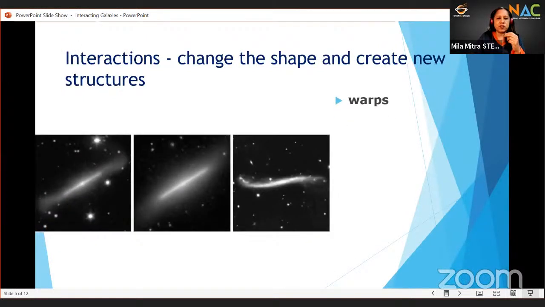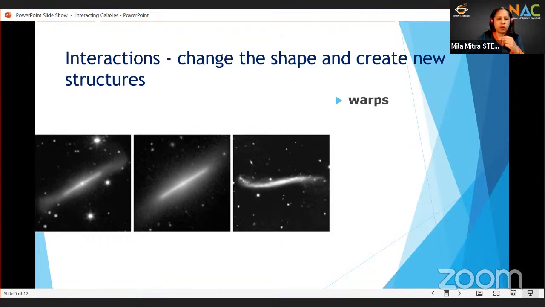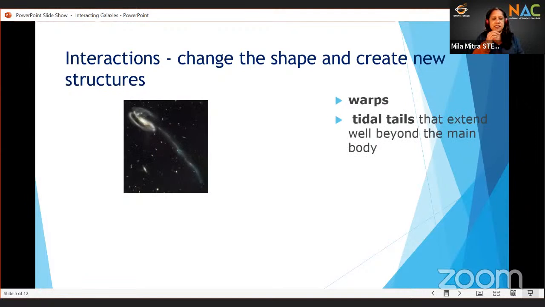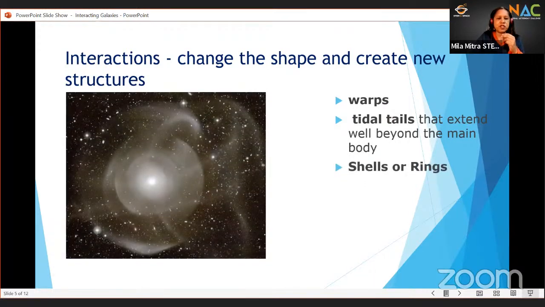Okay, so what do interactions do? They change the shape and create new structures. So there are some kinds of shapes that you can recognize, and from the shape you can tell that there's an interaction going on. So the first type is called warp. Warp means a bend. Okay, so this is a warp. Then sometimes there are tails. This looks like a tadpole, right? So tadpole with a long tail. So these are called tidal tails, where there's a tail well beyond the main part of the galaxy structure. Okay, so this is an example of a tidal tail. Sometimes you see shells or rings. So here, the elliptical galaxy is in the center, and you see shells or rings around it. So this is another kind of structure you see.